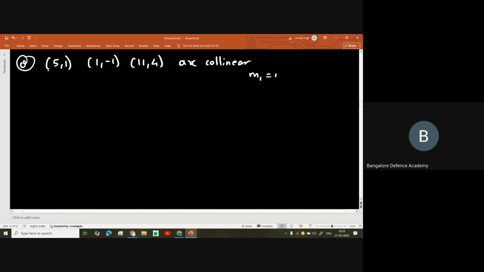Yes, sir. On the next question, using the slope of the line, show that the points 5 comma 1, 1 comma minus 1, and 11 comma 4 are collinear. That means they are all in the straight line. So now here the logic should be M1 is equal to M2 is equal to M3. Start doing it quick.